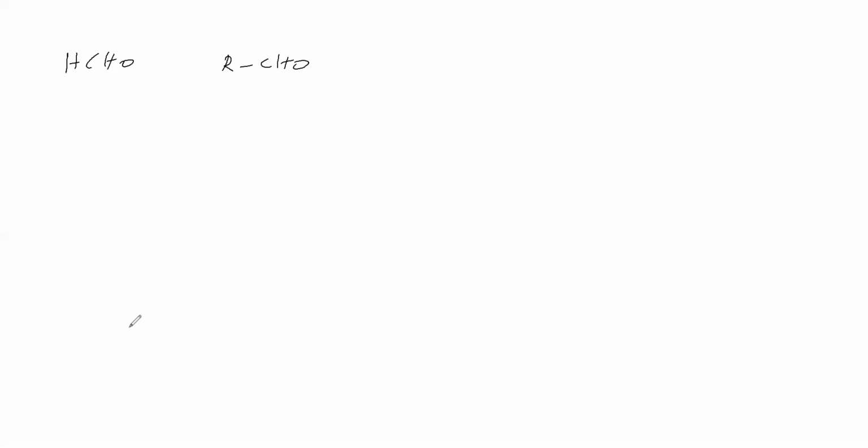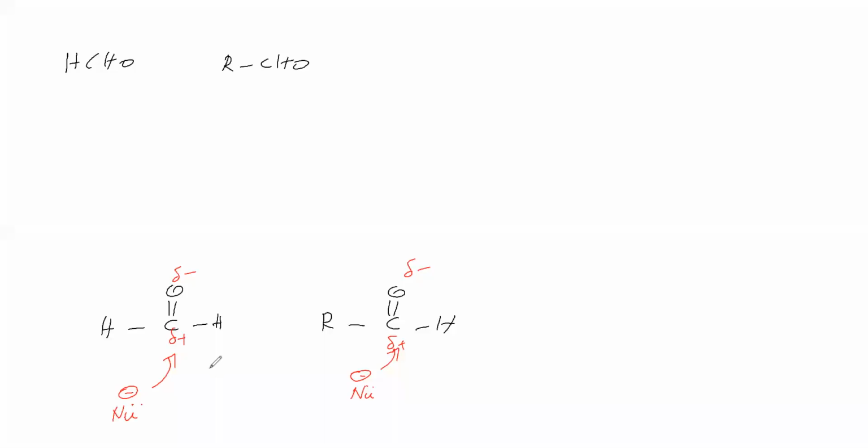So formaldehyde we are taking like this, and the other aliphatic aldehyde like this. Here there is a partial positive charge and a partial negative charge. Here also a partial positive charge and a partial negative charge. The nucleophile will attack this carbon, which is the electrophilic center.